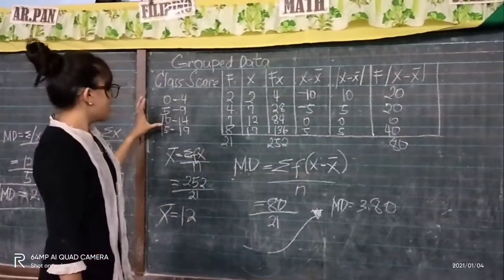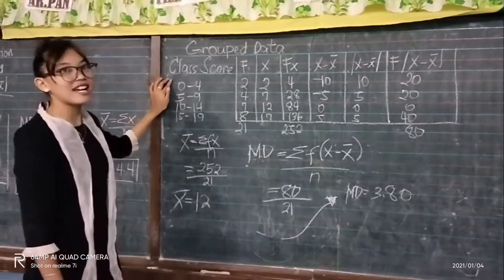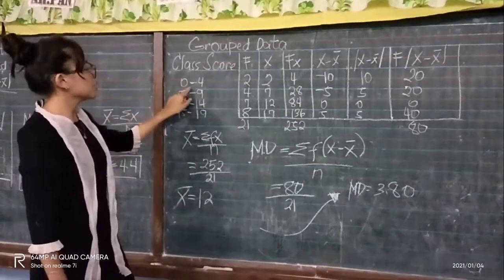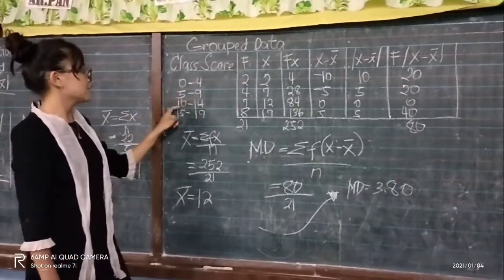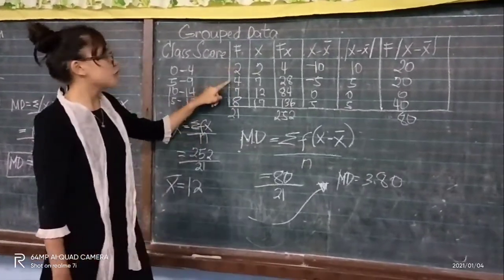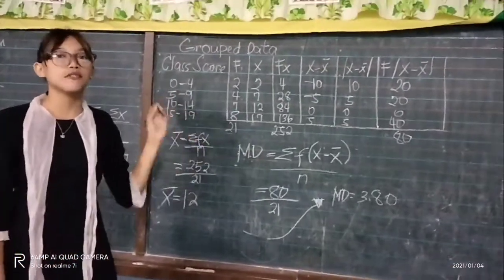So for example, the class score is given, and the frequency is also given. We have 0 to 4, 5 to 9, 10 to 14, 15 to 19. And the frequency, this is given: 2, 4, 7, 8. So we're going to find the value of x first.